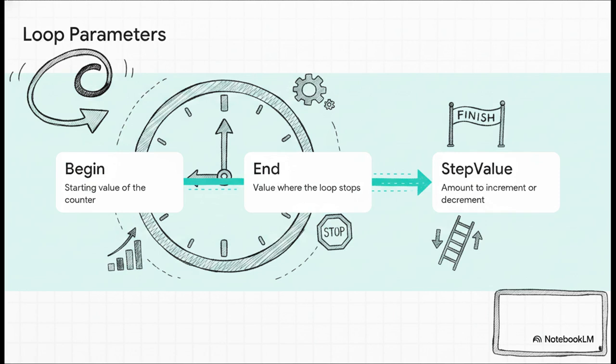To set this up, the computer uses 3 specific parameters. First, you've got your begin value, which is just the number your counter starts at. Next is the end value, which tells the loop exactly when to stop. And finally, the step value tells the computer how much to increment or even decrement your counter automatically every single time the loop completes. It's great because you don't have to manually write out the math to update the counter inside the loop. The structure handles all that heavy lifting for you.